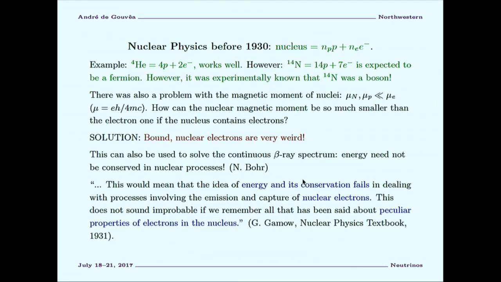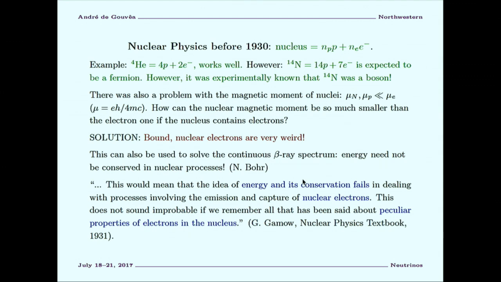One problem is very simple to understand. Here's nitrogen-14, which according to this model is made out of 14 protons and 7 electrons. Again, it's a good prediction. You get the mass right. But there's a big problem. It turns out that nitrogen-14 is experimentally determined to be a boson. This thing, whatever it is, a fermion. It's not the same thing. So clearly there's something going on because you made a prediction that nitrogen-14 is a fermion, and you do experiments and it's a boson. That's a very big difference.